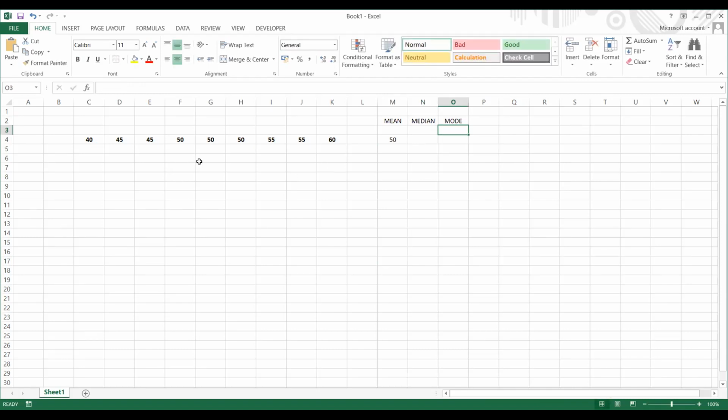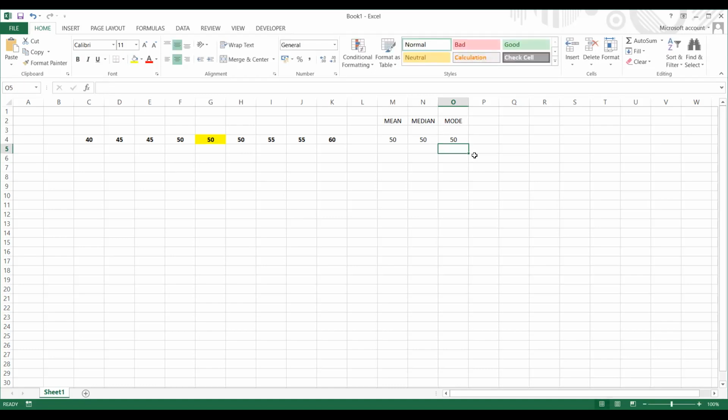So how many data points do we have? If you look at this, 9, correct? So 50 is dividing the data into halves. So median is 50. What is mode? Mode is also 50.